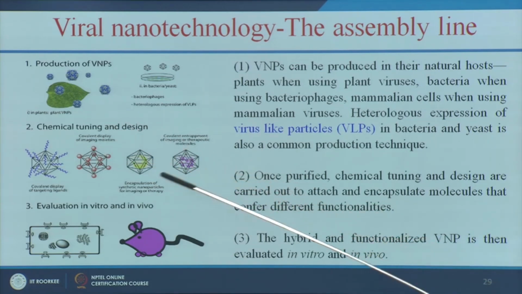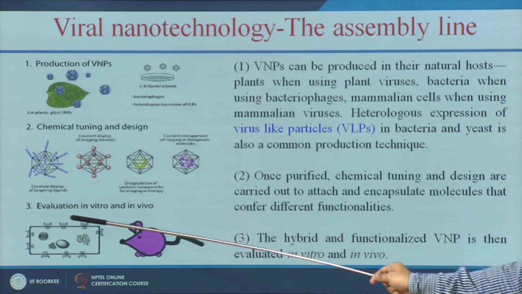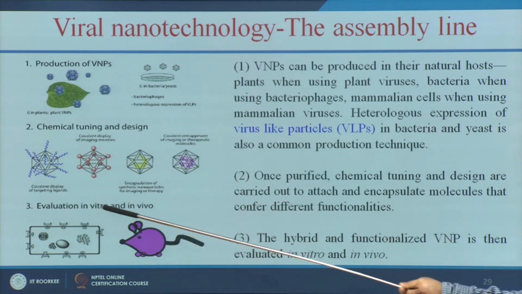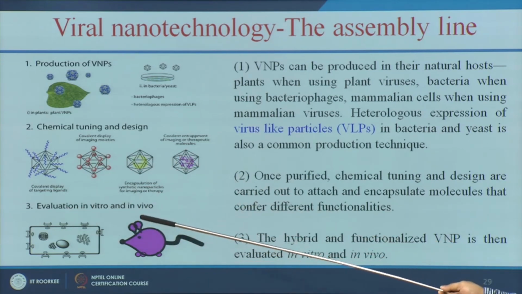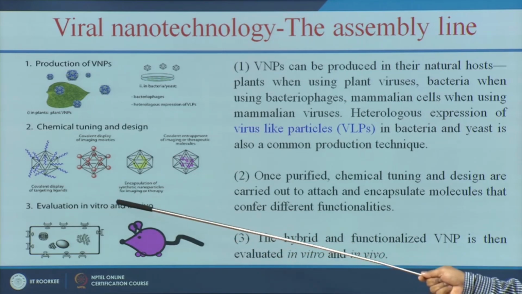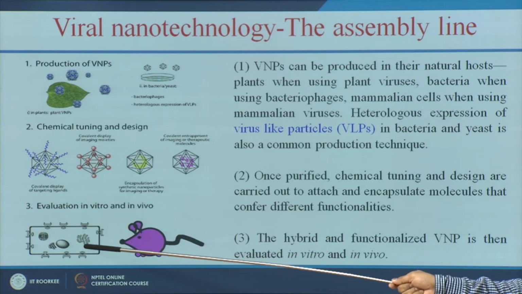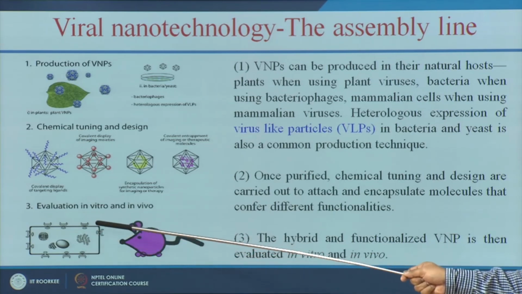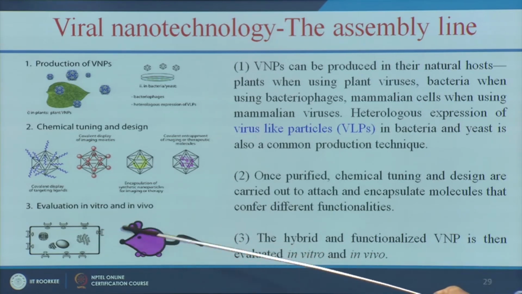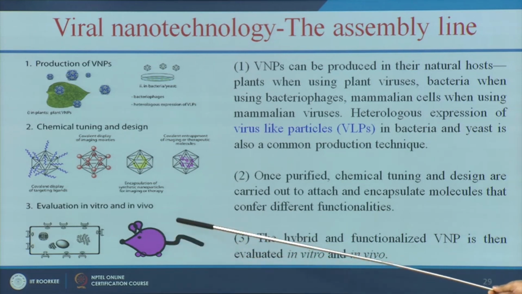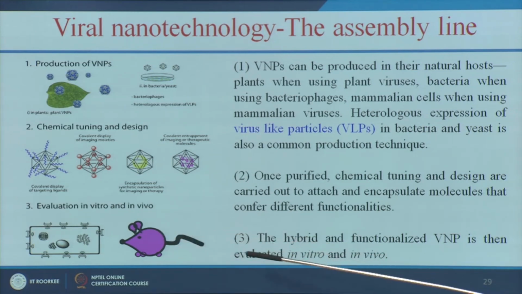So once you are done with this, you have to evaluate the efficiency of these nanoparticles. So how do you evaluate? You have to use in vitro and in vivo. So what is in vitro? In vitro means in lab condition. So we can use the cell lines, mammalian cell lines, and you can study the therapeutic efficiency. Once you have studied and optimized the concentration, then you can take it to the animal models, that is in vivo. In vivo means inside the living system. So we can use a mouse model or any other animal models and we can study the therapeutic efficiency of your viral nanoparticles.